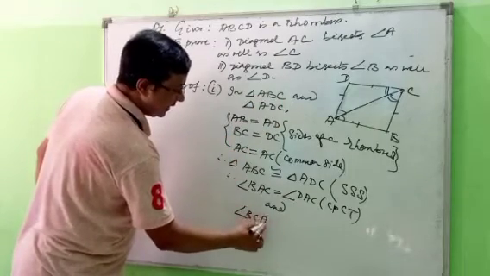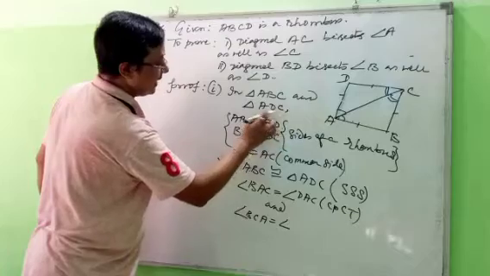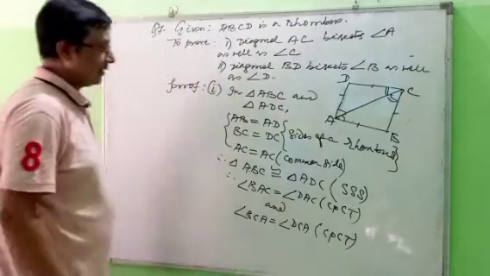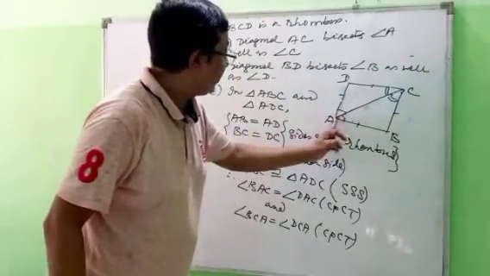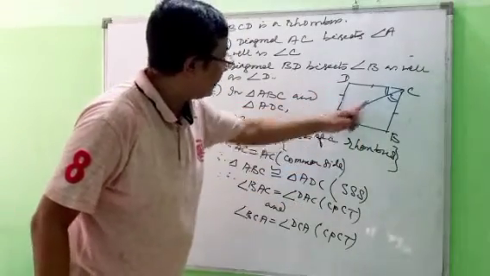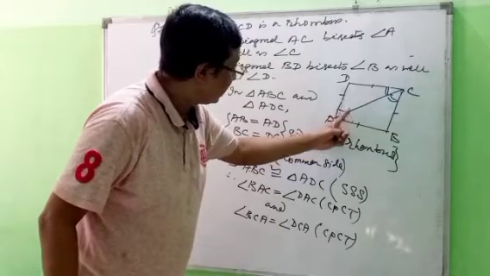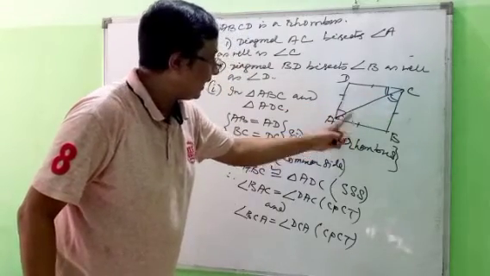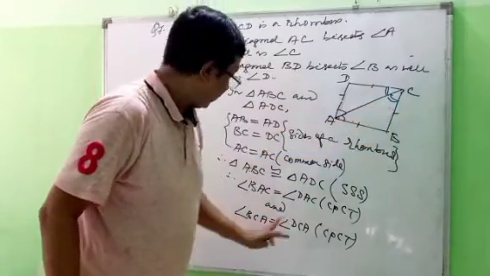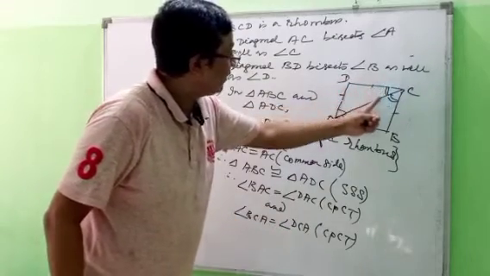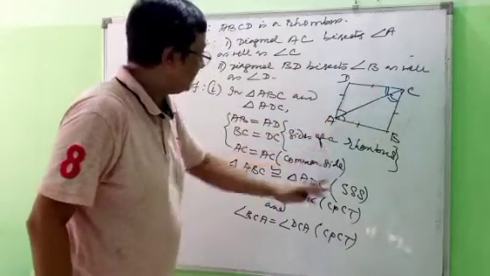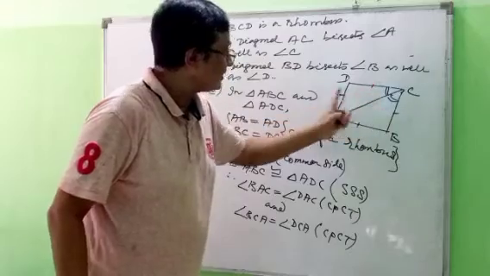Angle BCA is equal to angle DCA, this is also by CPCT. Now let us see. Angle BAC equals angle DAC, so these two angles are now equal. That means AC bisects angle A. Again, angle BCA equals angle DCA, so these two angles are also equal. Thus AC bisects angle C. That means AC bisects angle A as well as angle C.